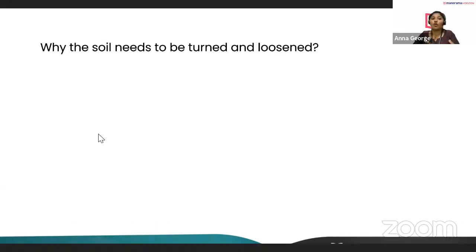Very good. For aeration, or for the roots to penetrate deep into the soil, or for the roots to breathe easily. Yes, for increasing soil fertility. There are many advantages for this turning and loosening. And yes, to provide humus, or to bring the nutrient-rich soil to the top part of the soil.